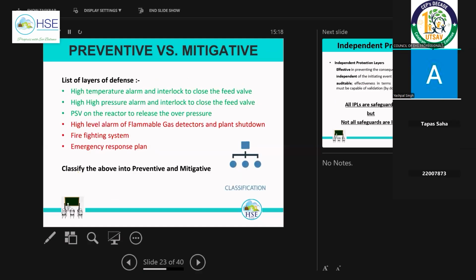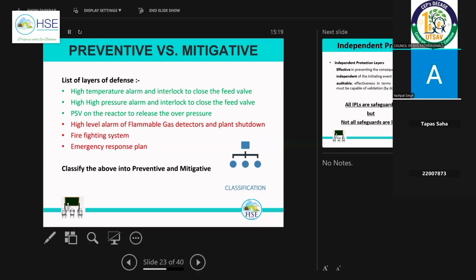So, preventive versus mitigative: the list of layers of defense. In this particular example, we have a high temperature alarm and interlock to close the feed valve, a pressure safety valve on the reactor to release the overpressure, a high level alarm of the flammable gas detector and plant shutdown, a firefighting system, and emergency response. The first three green color controls are the preventive controls and safeguards. Red color is because after releasing, we don't have any control to prevent the fire. In that case, the flammable gas detector will detect the flammable gas. With early detection, we can prevent the fire also.